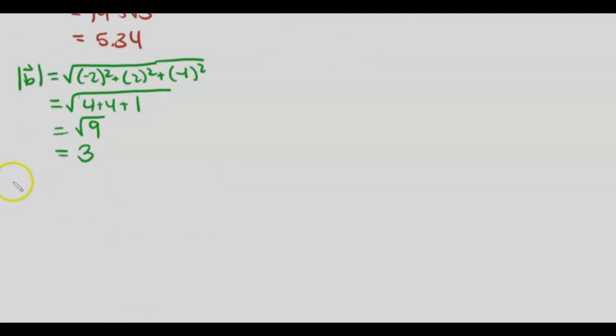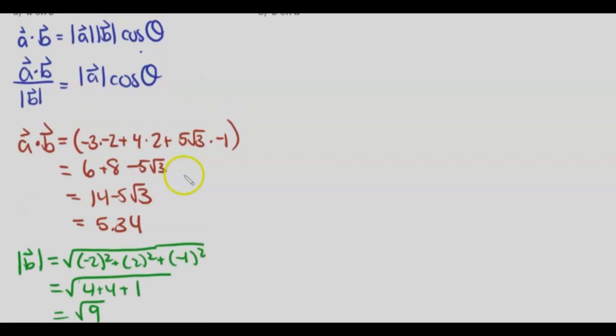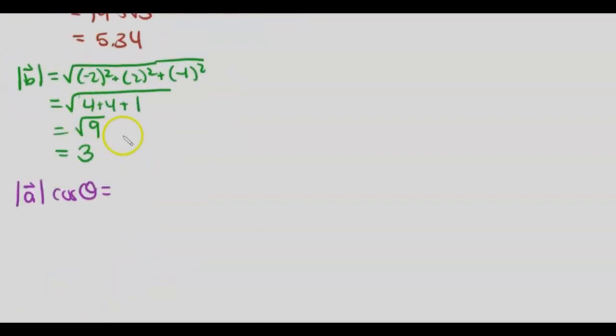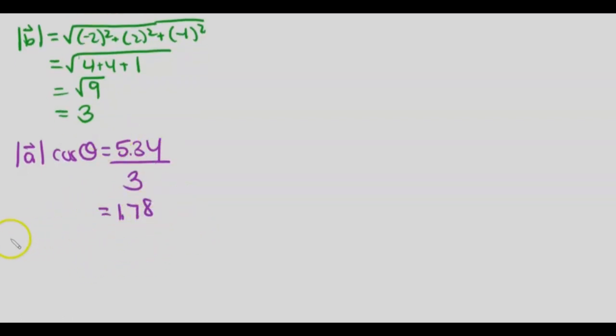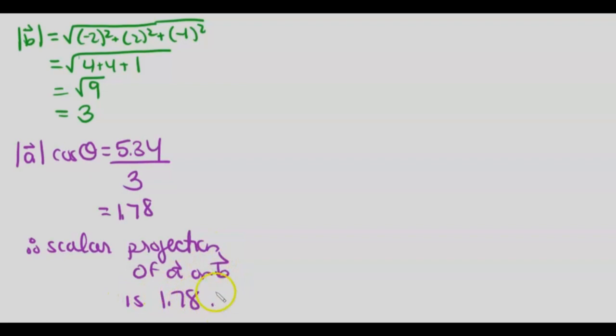What we're going to do is put this all together and find the magnitude of vector A cos theta. So going back up here, this is the equation we're going to work with: A dot B over the magnitude of B. A dot B is this 5.34, and the magnitude of B is 3, so we get 1.78. So, in other words, the scalar projection of A on B is 1.78.